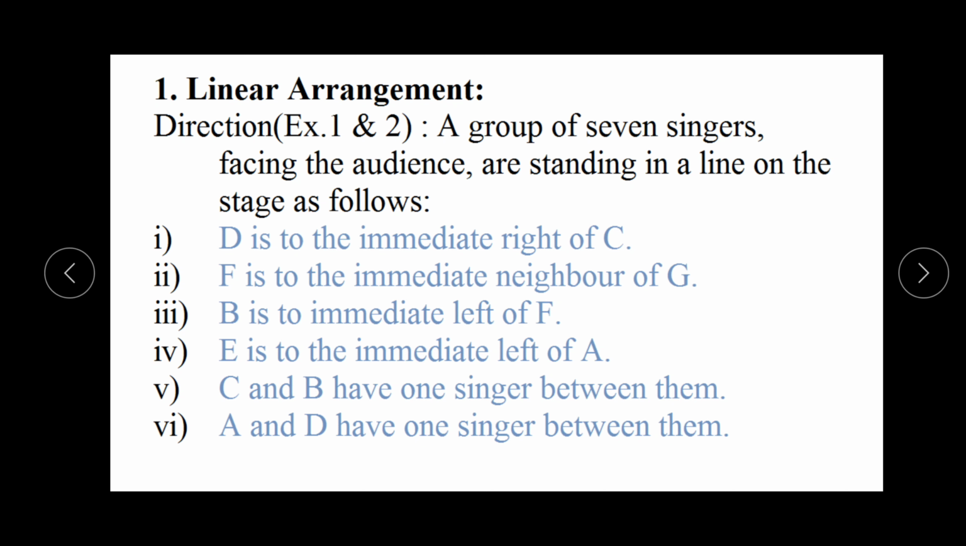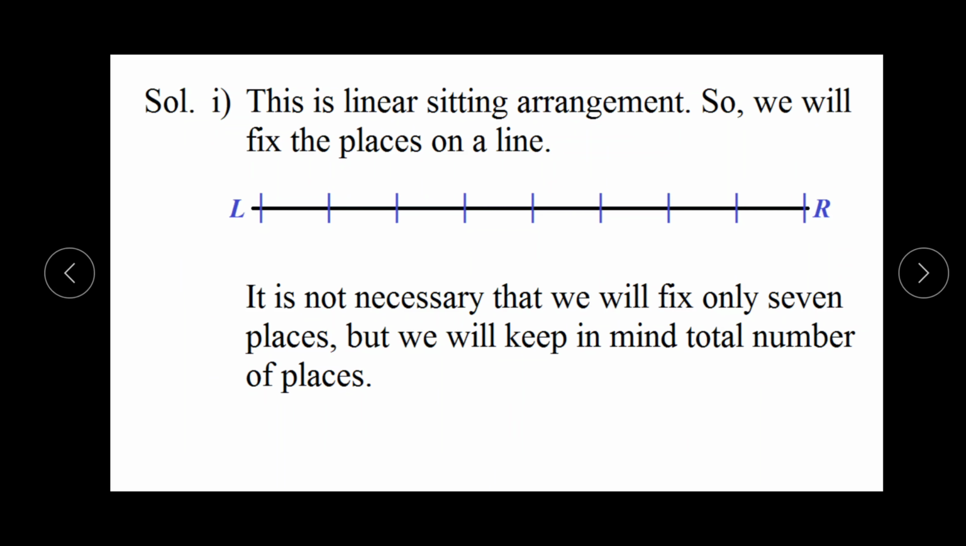This is the first type of seating arrangement, linear arrangement. This is the direction for the question about linear arrangement. A group of 7 singers facing the audience are standing in a line on the stage as follows. These are the directions. First we will check the information or statement which is fixed. First we will check how many singers there are.